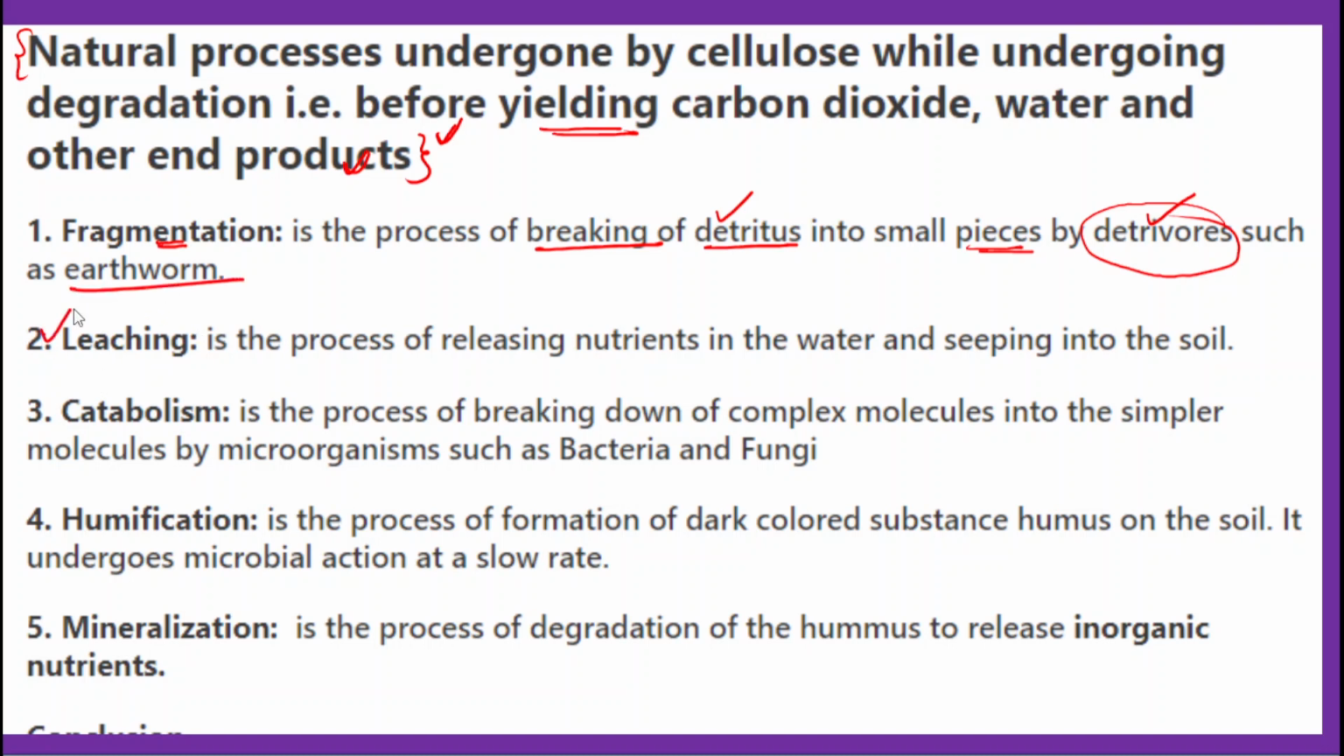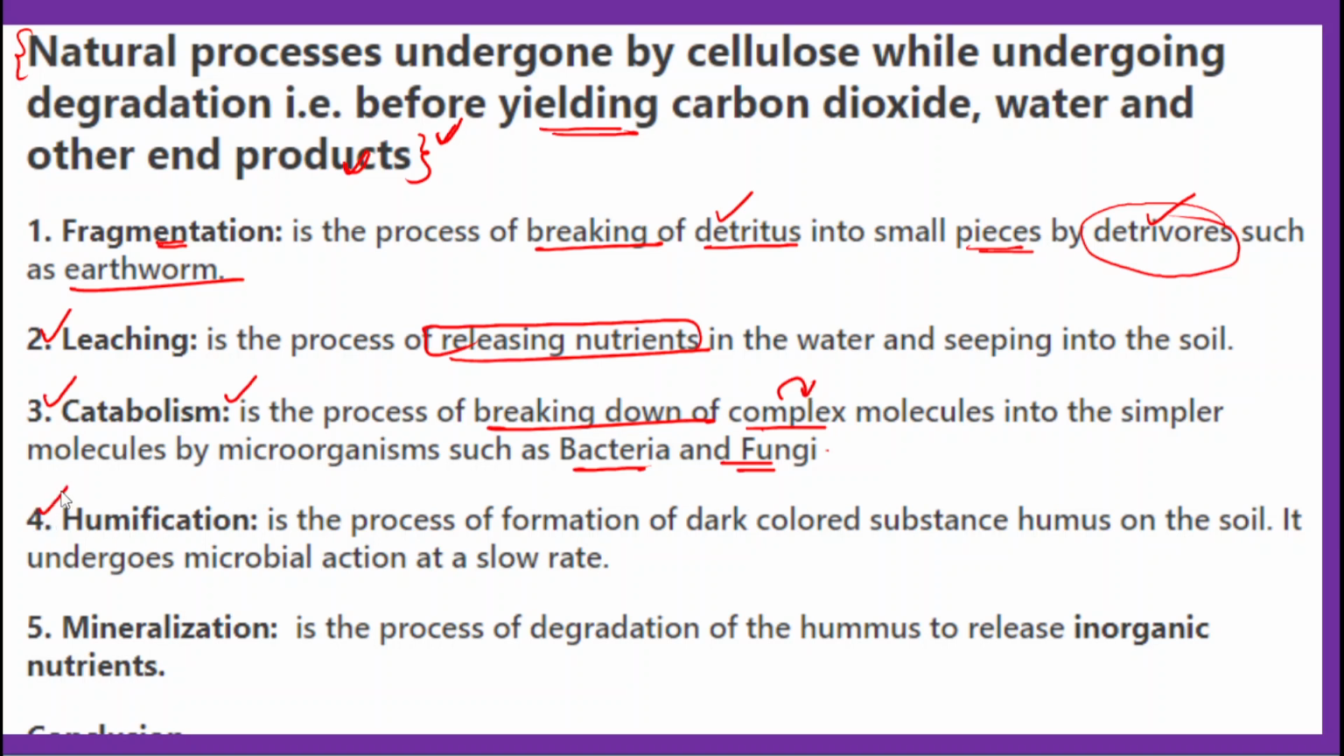Secondly, we need to talk about leaching. Leaching is the releasing of nutrients into the soil. After that, a process called catabolism takes place. Catabolism is the process of breaking down complex molecules into simpler molecules by microorganisms, bacteria and fungi. Because of the action of these microorganisms, the complex molecules are converted into simple molecules.